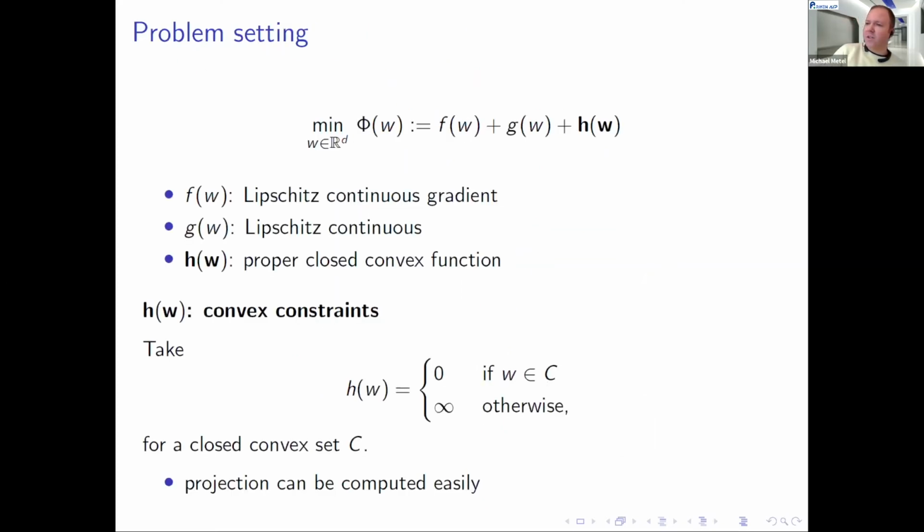And so finally, we have this function h, which we just assume to be a proper closed convex function. Our motivation for this is mostly to be able to handle some set of constraints. So really, we have this constraint set C, which is closed convex. And so we can add this function h, which only allows our solution to be feasible within this set C. If it's outside the set C, we get an infinite penalty. And the main assumption here is that this projection can be done easily.